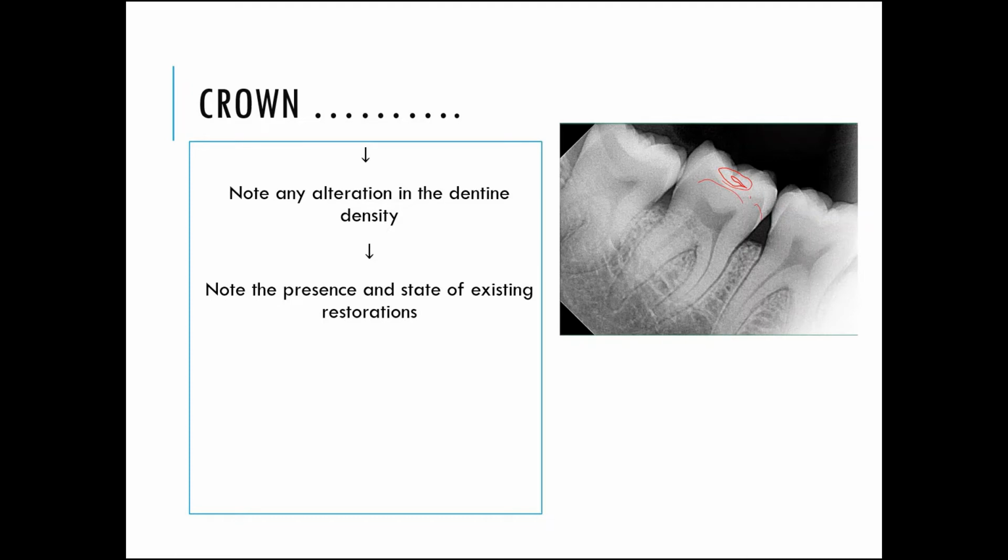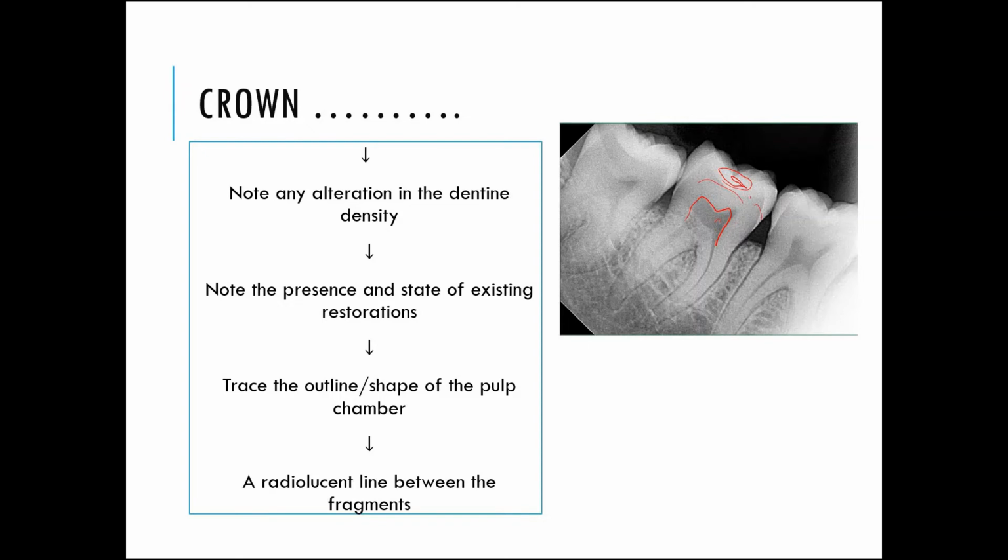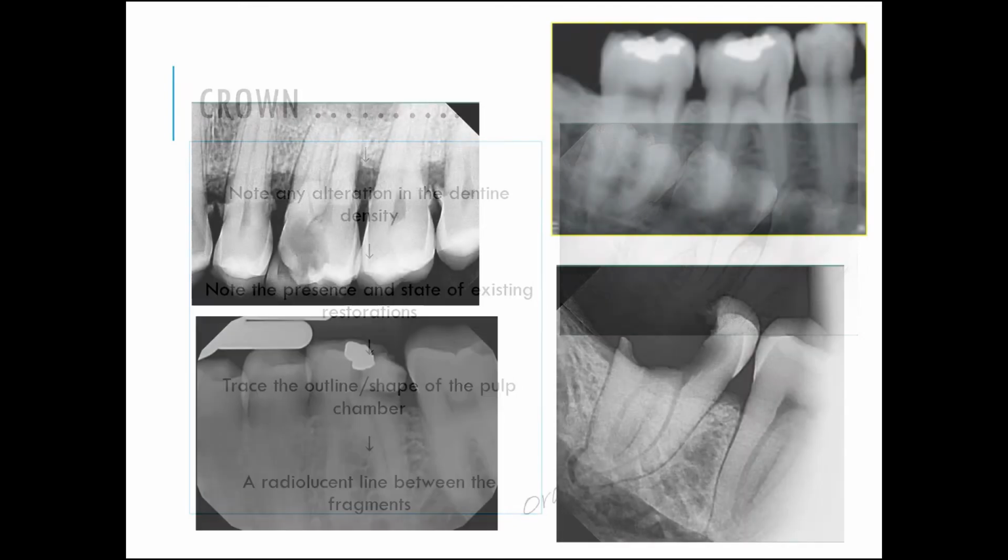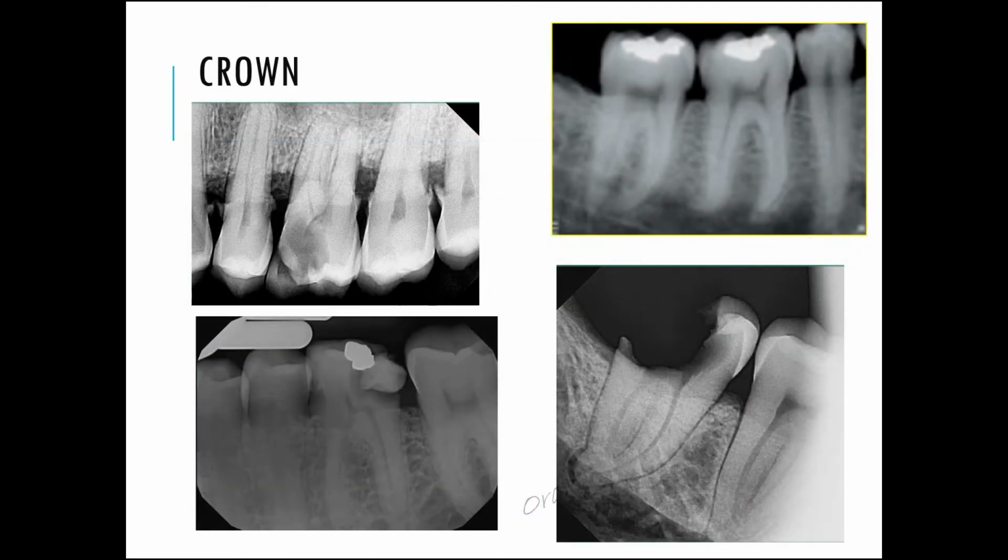to the restoration. Trace the outline and shape of the pulp chamber. Note the size of the pulp chamber, presence of secondary dentine and presence of small radio-opacities suggestive of pulp stones, and also look for the radiolucent line between two fragments of the tooth suggestive of fracture. Here are some of the changes that can be seen in the crown.